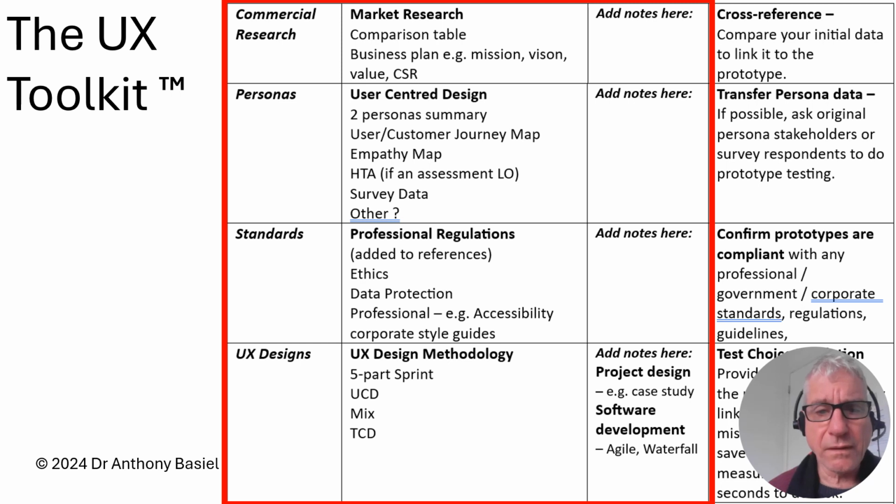Along with this, we also would expect to see some information about the business mission statement, vision statement, and values. If there's something on the corporate social responsibility, that's useful as well. So that information is useful because we would then be able to use that to help justify perhaps some of our design decisions.